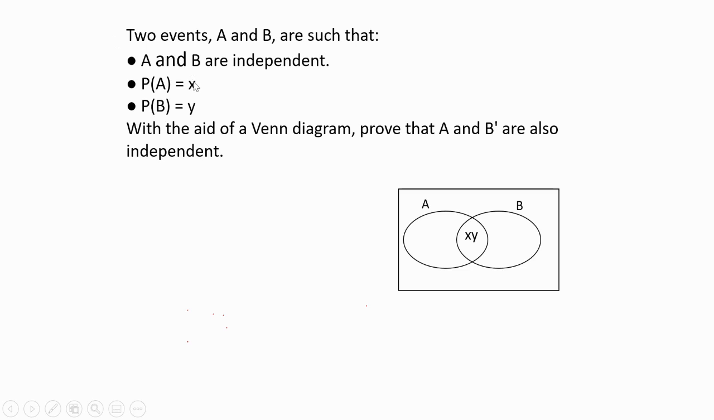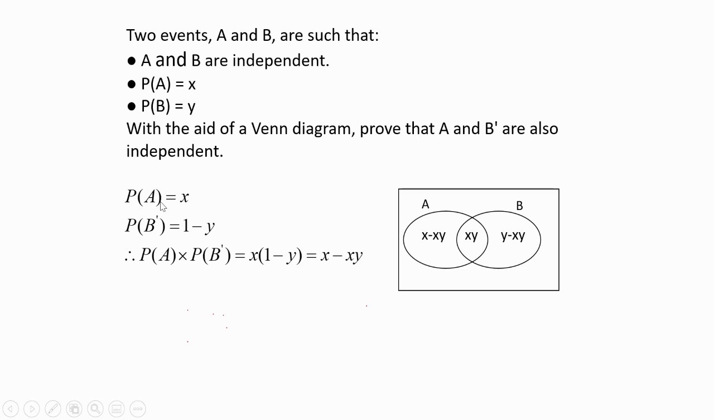So the probability of A is clearly X minus the intersection. The probability of B is Y minus the intersection. Okay, now a lot of people spend some time trying to find what was missing over here. Right, the question is prove that A and not B are also independent. Right, so we want to work out what is the probability of A times by the probability of not B. So the probability of A is clearly X, and the probability of not B, right? Not B, we don't have to go through all of this adds up to 1 or anything like that. The probability of not B is clearly 1 minus Y.